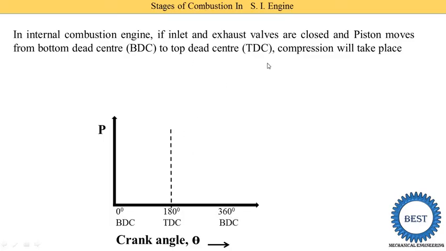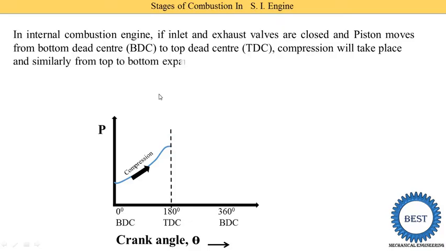When both the valves are closed and the piston moves from bottom dead center to top dead center, what happens inside the cylinder? Since it is an SI engine, there is a mixture of air and petrol available inside the cylinder, which is known as the charge. This charge pressure starts to increase. We draw this line, and it is known as the compression. When the piston reaches top dead center, the maximum pressure is achieved.